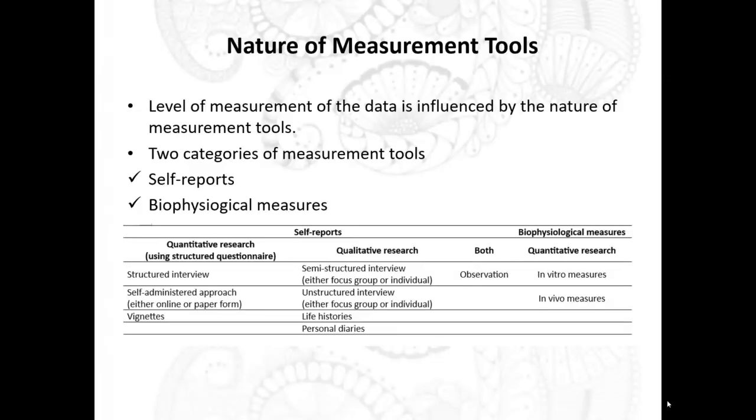So this slide, just to refresh your memory about what we were talking about last week. I talked about the nature of measurement tools and basically two big categories: self-reports and biophysiological measures. Self-reports are the ones that we use most of the time in nursing, healthcare and social science studies. Last week I went through all these with you in the lecture, and today I will go through the biophysiological measures.